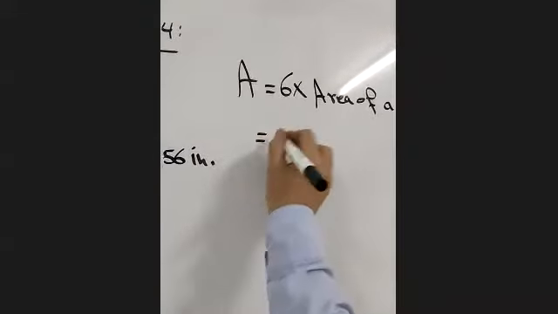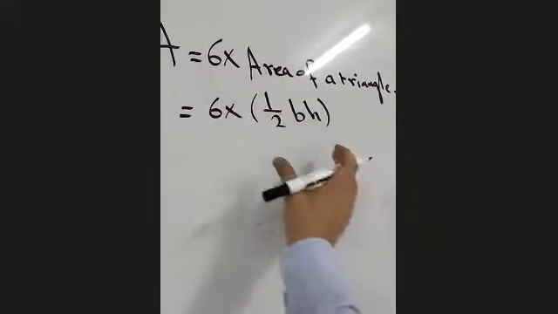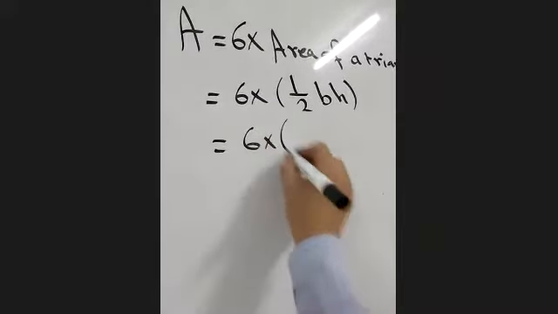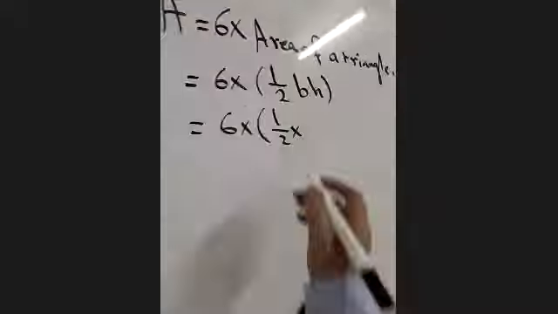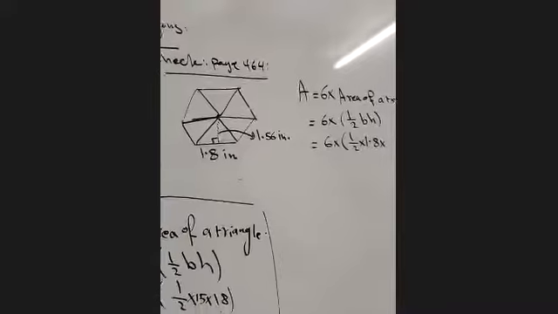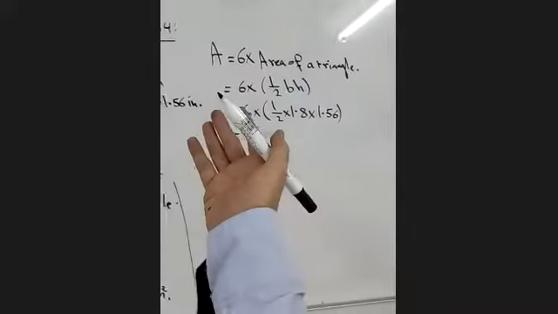A equals 6 multiplied by... What's the area of the triangle? Half bh. 6 multiplied by half bh, the formula we know. Equals 6 multiplied by half multiplied by the base, how much? 1.8, multiplied by the height, how much? 1.56. What will we do here? By calculator, you multiply all of these numbers together, and I will use my calculator here to save time. I have 6 multiplied by half multiplied by 1.8 multiplied by 1.56, which is equal to 8.424.